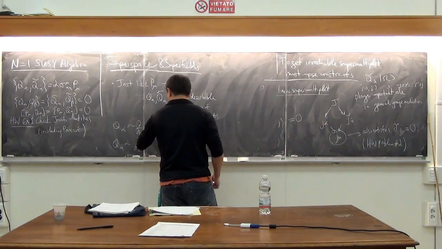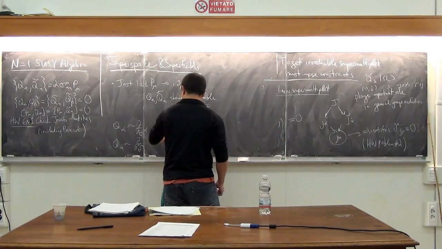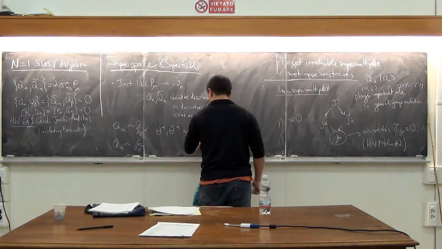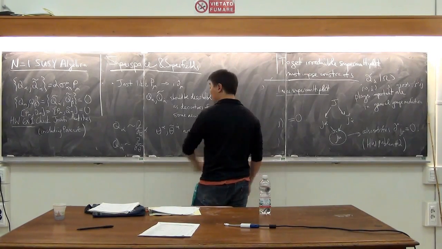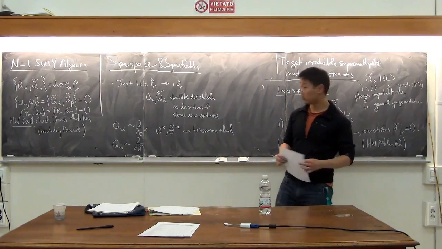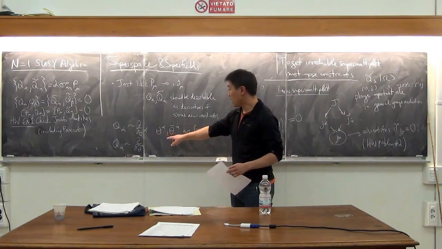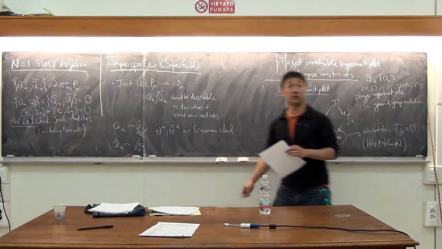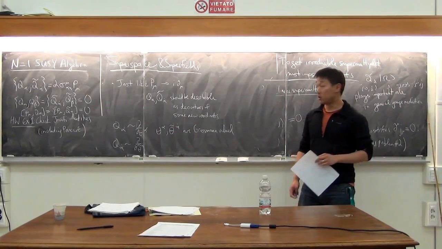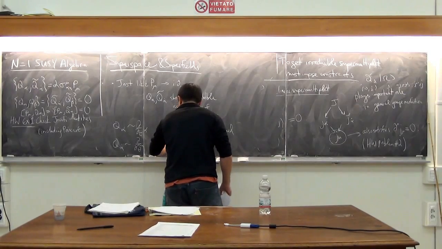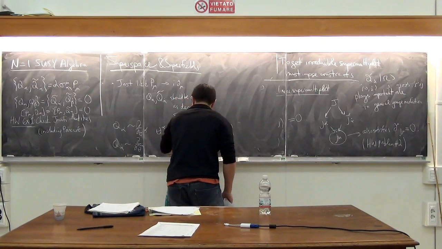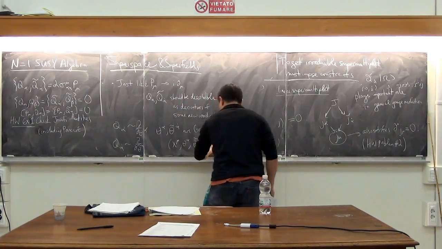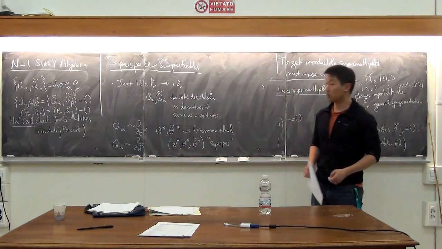So the thetas are Grassmann valued, which means they anti-commute with each other. And we should have four of them: theta 1, theta 2, and theta tilde 1, theta tilde 2. Together with my x mu, that is what's known as superspace.